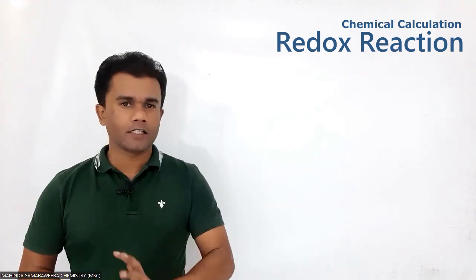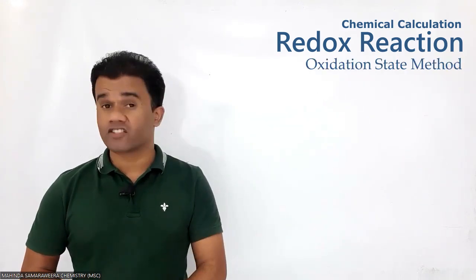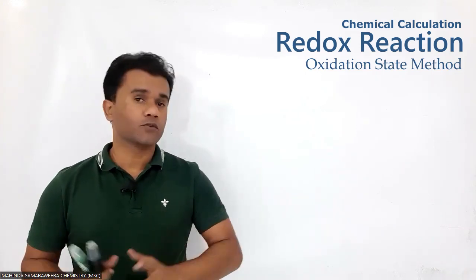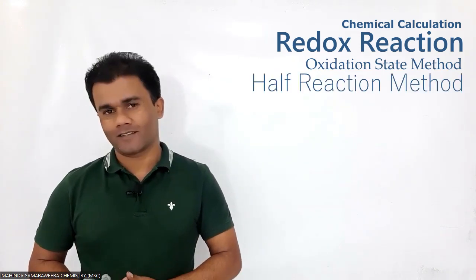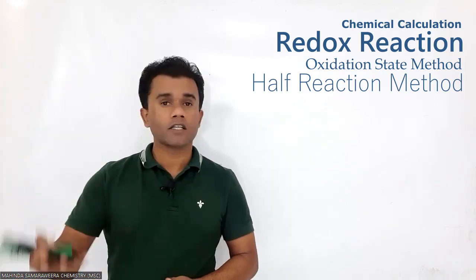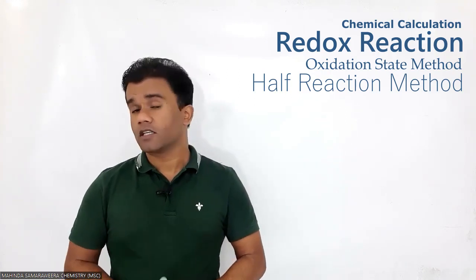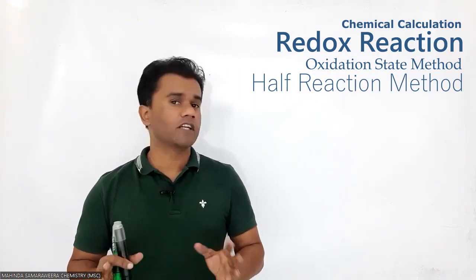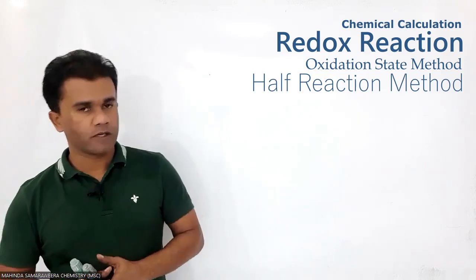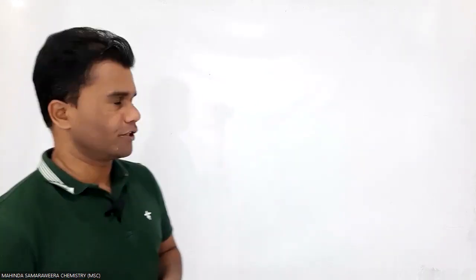There are two methods we can balance a redox reaction. That's by using the oxidation state method or by using the half reaction method. In this case, the question can be done by balancing the reaction using either method. But here I will explain how to do this one using the half reaction method. So what about the question?